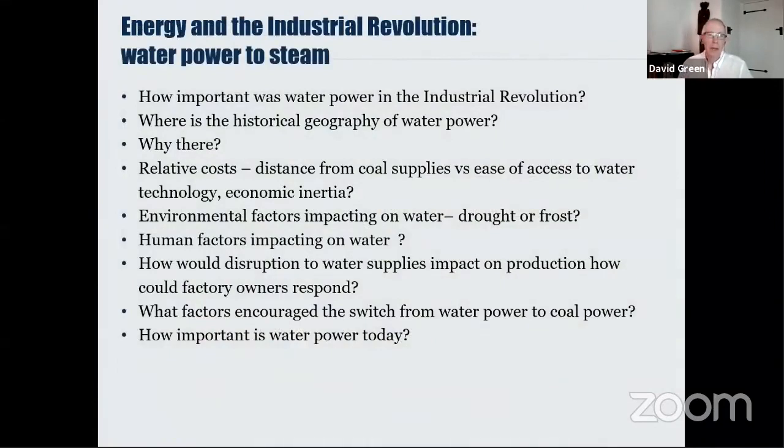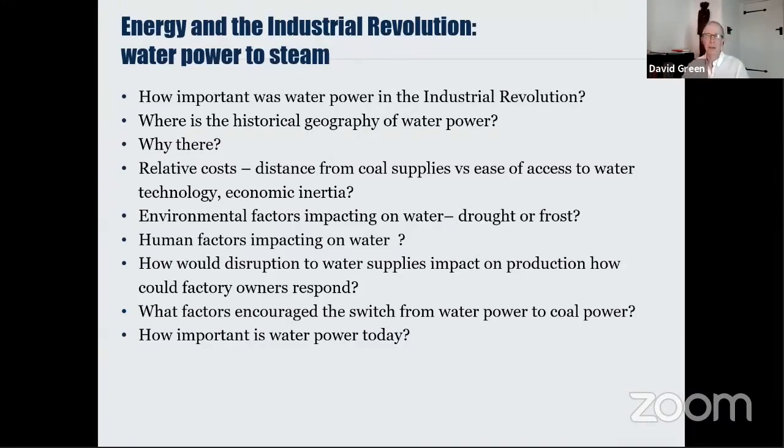And to do that, we need to think about the different forms of power. We often dismiss the Industrial Revolution as a kind of steam-powered, factory-driven phenomenon, but actually the earliest machines were driven not by steam, but by water. So is there a historical geography of water? Why do water-powered mills locate where they are? And what are the implications of that?